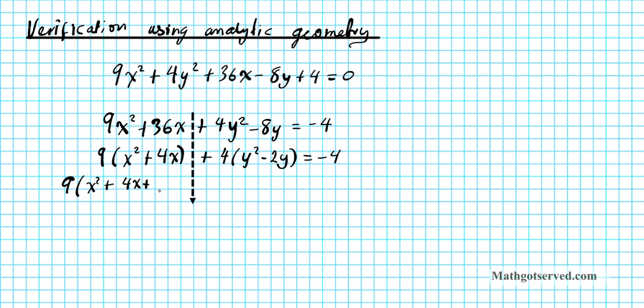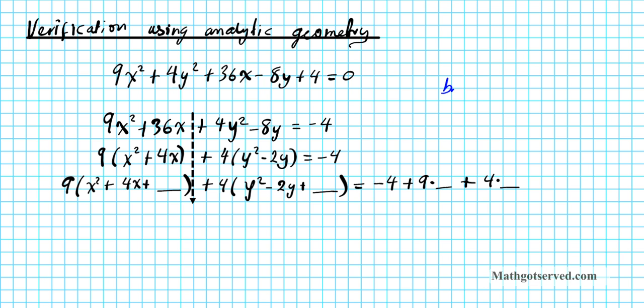So we're going to have 9 times x squared plus 4x, and I'm going to add b over 2 squared here to complete the square in the x world, and then plus 4 times y squared minus 2y, and I'm going to add another term here, b over 2 squared in the y world. And then on the left side, I'll have negative 4. On the right side, I'll have negative 4 plus 9 times the number I introduced here, and then plus 4 times the number I introduced in the y world. All right, so to find those two numbers, I'll just do b over 2 squared.